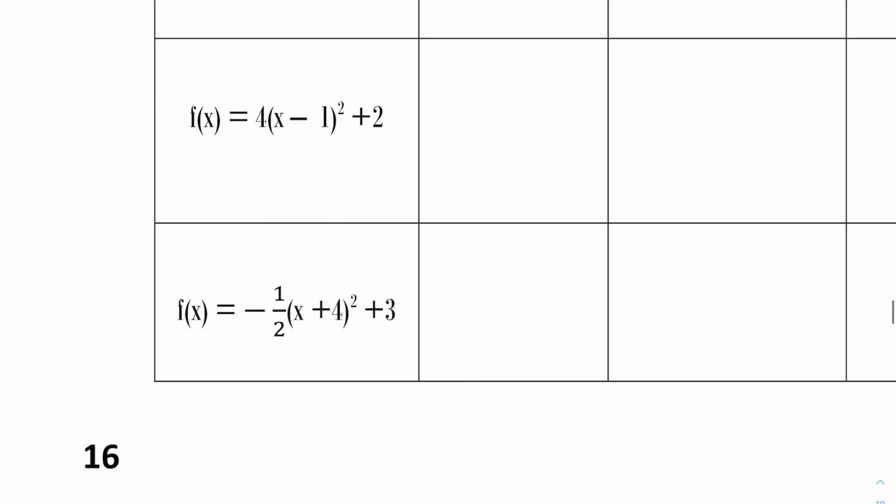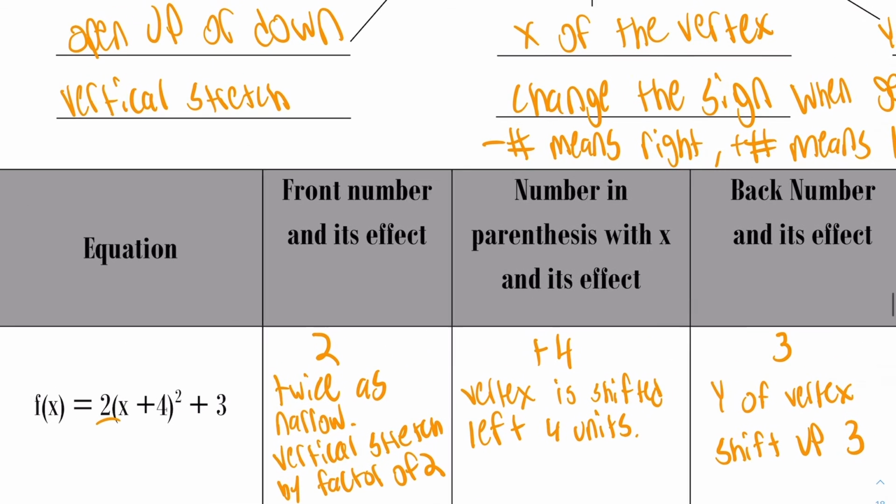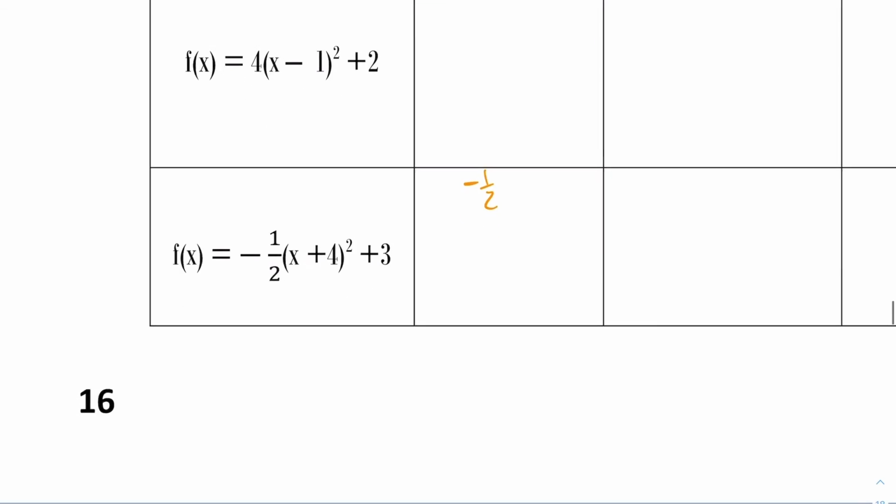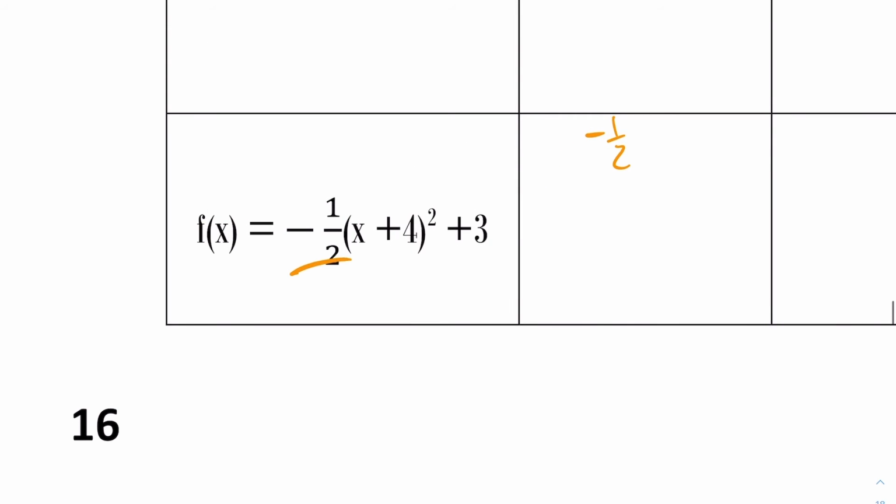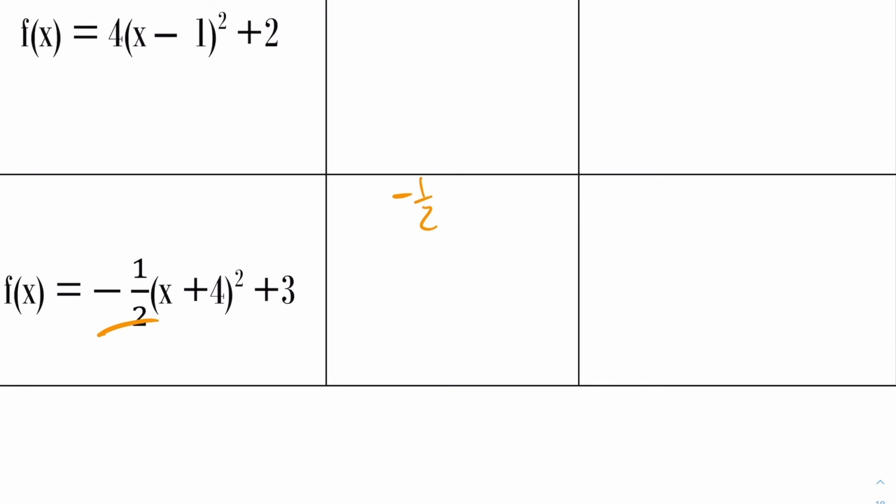The only one that I'll go with next is the fraction one. This one that has a fraction, we have a negative 1/2. And the first column that we're filling out is the front number and its effect. So this negative 1/2 that's in front, this means we are flipped over the x-axis.